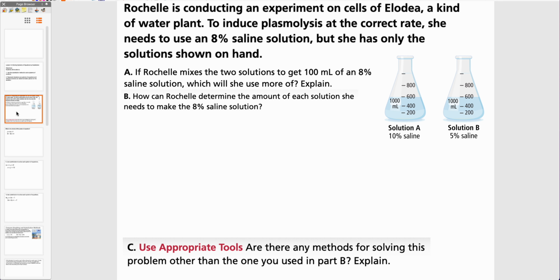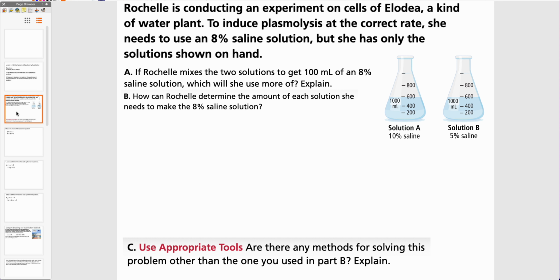So how can Rochelle determine the amount of each solution she needs to make the 8% saline solution? Okay, any thoughts on how we need to set up our equations? I'm assuming it's gonna be a system of equations that we'll need to use, right? Yeah. You would think, since this is a chapter on systems of equations. All right, so if Rochelle mixes two solutions to get 1,000 milliliters of an 8% solution, which will she use more of? She will use more of the 10% solution because 8 is closer to 10 than 5. I said those words, and I didn't even read them yet. That's awesome.